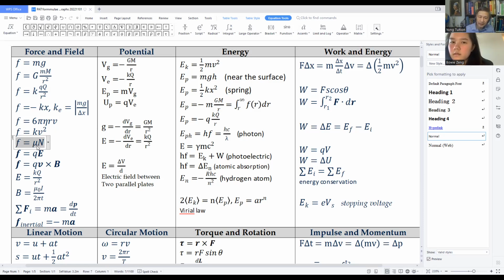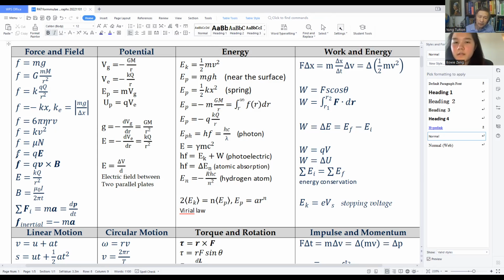Normally you have to know this formula, but you don't have to memorize it. It's better to know there's such a formula for friction. It's a coefficient multiplied by the normal force. And then we jump to the force in the formula of the field. I put the force and the field together.